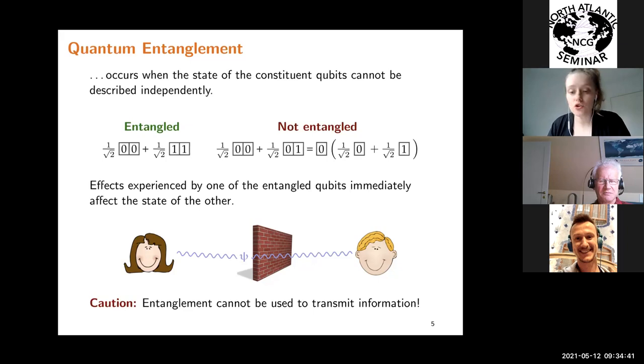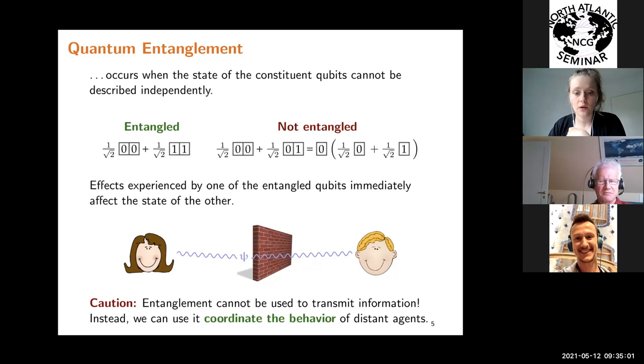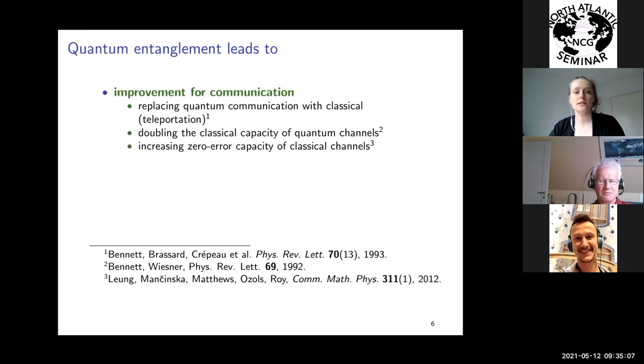But what we can do with entanglement is get correlation of behaviors, and we can get stronger correlation than we would be able to using classical resources. This stronger-than-classical correlation can in turn be harnessed to achieve certain operational and cryptographic tasks. So these two agents can coordinate their behavior in stronger-than-classical ways. All right, I'm just going to sketch a few major areas of application of quantum entanglement.